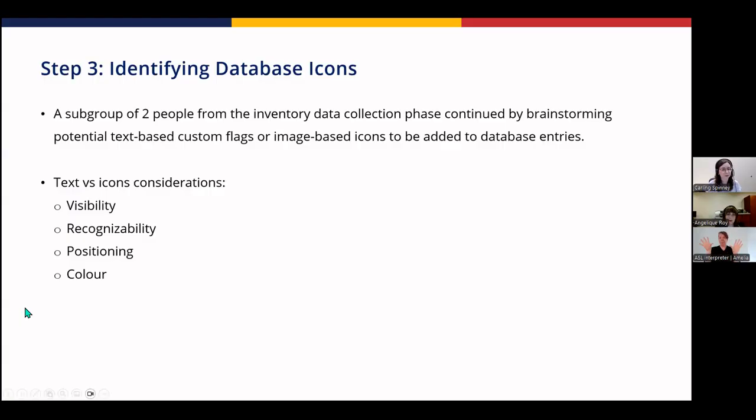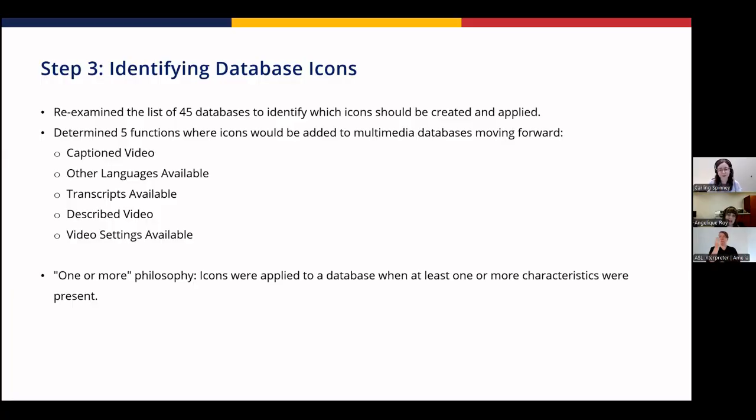Next slide, please. At this stage, we revisited the 45 databases in our inventory to determine which icons should be created and then applied to our website. We decided upon 5 functions for which icons could be applied moving forward. These include captioned video. This is applied when a textual description of the words spoken, the speaker of the words, and relevant sounds is present and includes any type of captions, open or closed, or subtitles.